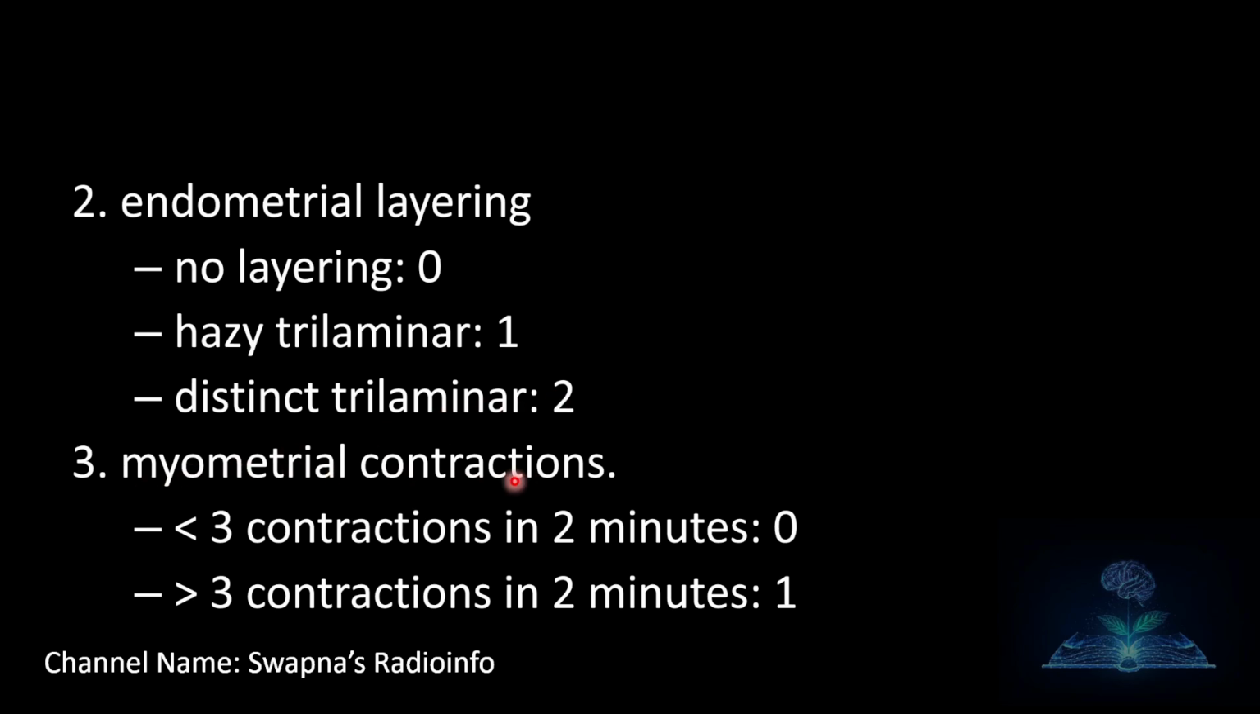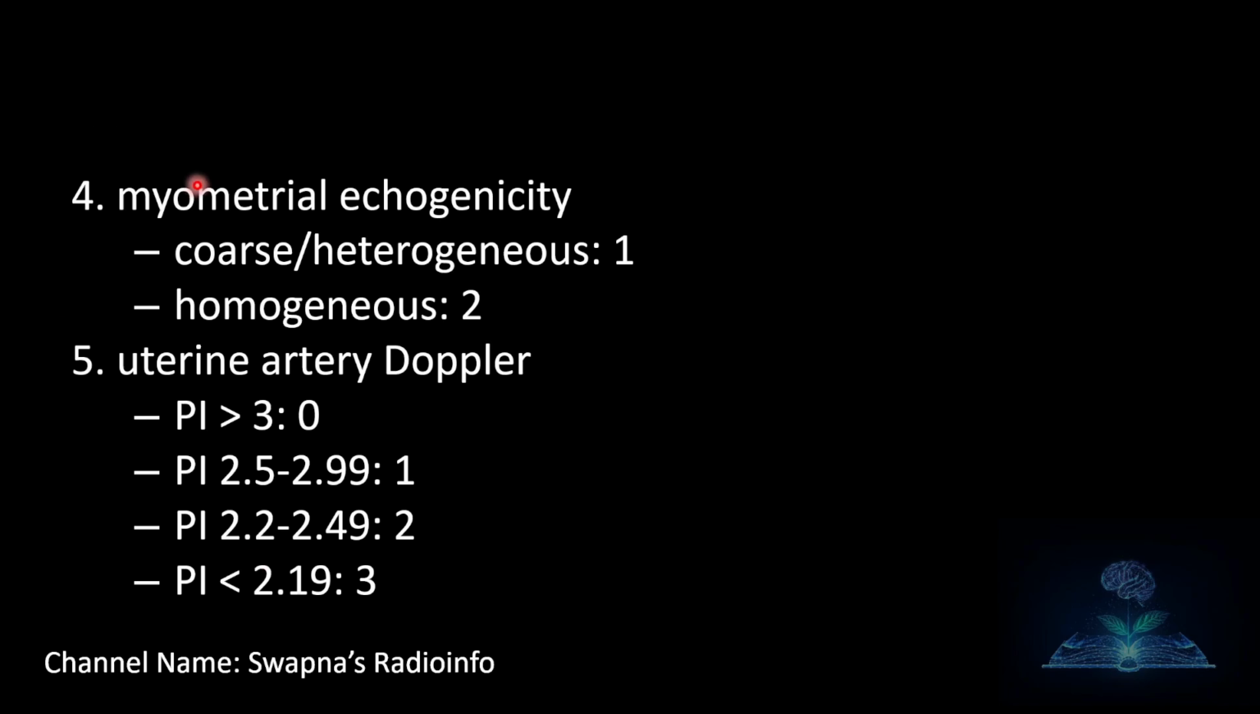Myometrial contractions: if fewer than 3 contractions in 2 minutes, give 0 points; more than 3 contractions in 2 minutes, 1 point. Myometrial echogenicity: if heterogeneous, we give 1 point; if homogeneous, we give 2 points. Next is uterine artery Doppler PI. If it is greater than 3, 0 points. PI 2.5 to 2.99 is 1 point. PI 2.2 to 2.49 is 2 points. PI less than 2.19 is 3 points.